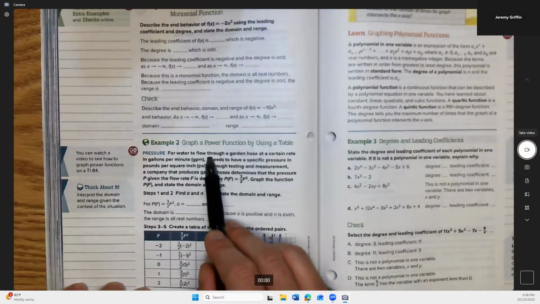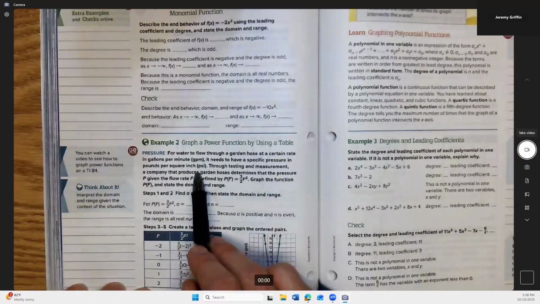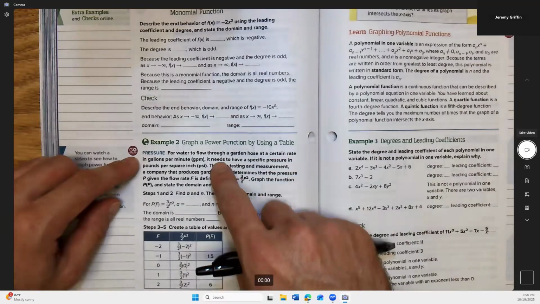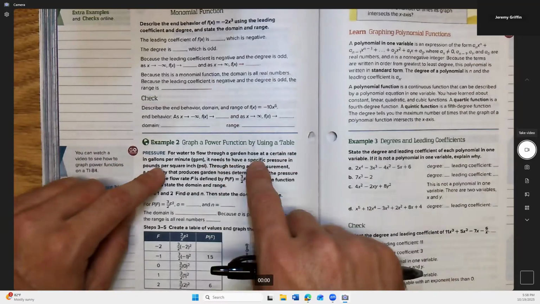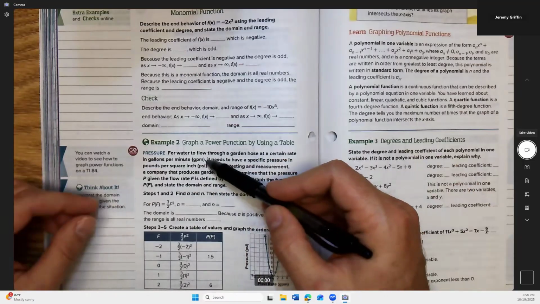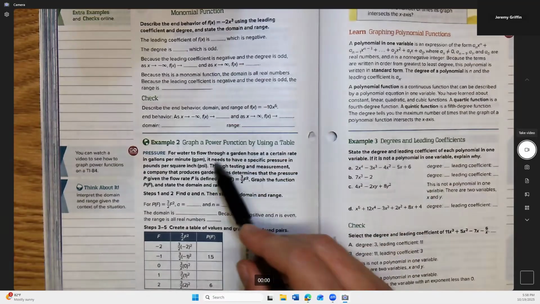Example two, graph a power function by using a table. We got water to flow through a garden hose at a certain rate in gallons per minute, which needs a specific pressure in, say, pounds per square inch. Okay, so we've got two corresponding variables. What's the flow rate and what's the corresponding pressure, maybe to produce that flow rate? Gallons per minute for flow rate and pounds per square inch for pressure.